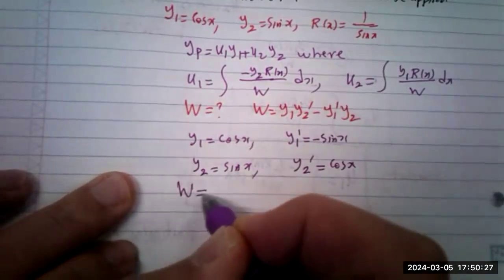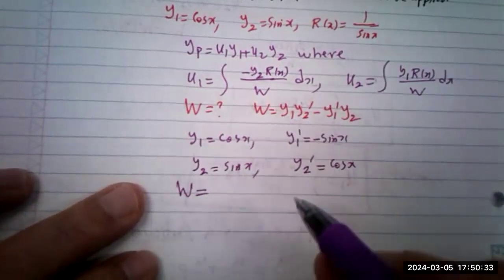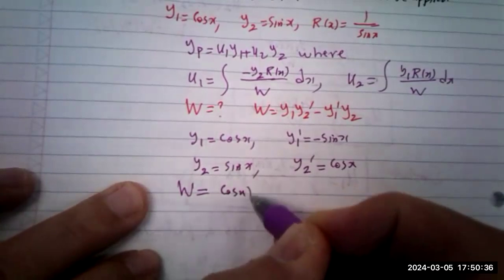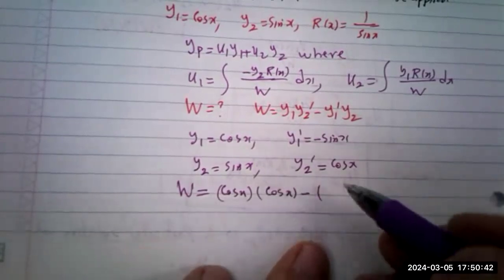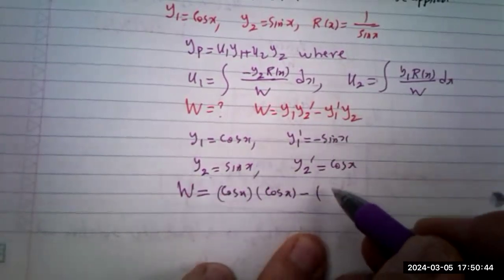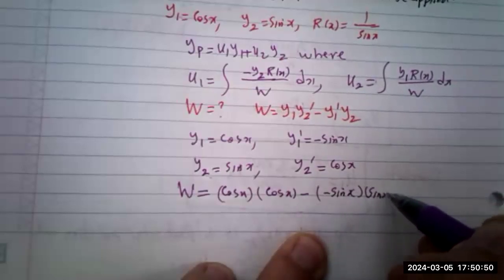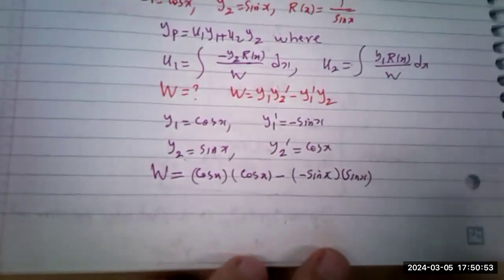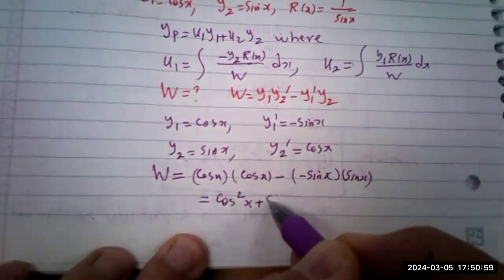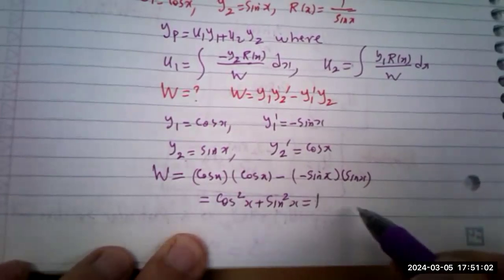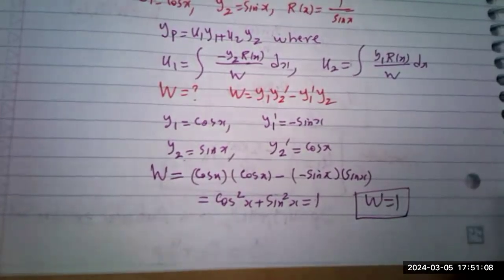Now that you cross multiply: Y1 Y2 prime, so that would be cosine of X times cosine of X, minus the other way around, Y1 prime Y2, negative sine times sine. It's usually an easy result. So that gives you cosine square of X plus sine square of X, which is equal to 1. The Wronskian is 1, and the integral should be done easily.